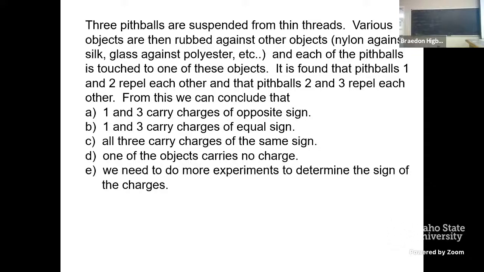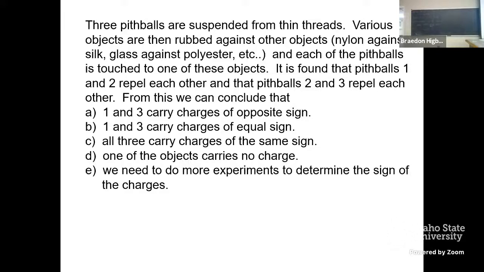Could I get a volunteer to defend B, that 1 and 3 should carry charges of equal sign, the same? Yeah, I can do that. Please do. Okay, so I thought it was B because if 2 repels both, or attracts both 1 and 3, then 1 and 3 need to have the same charge. But since it repels, it can't. 2 can't be neutral, so it has to be B.